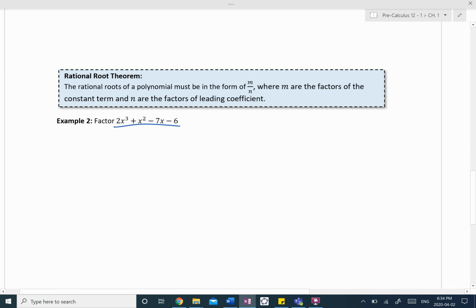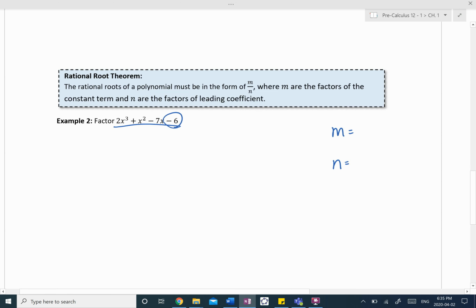But based on the rational root theorem, it says the rational root must be in the form of m over n. So let's just list out the possible values of m. I'm going to write this more to the side here. And the possible values of n. Because we know the possible rational roots are in the form of m over n. Now m would be the factors of the constant term.